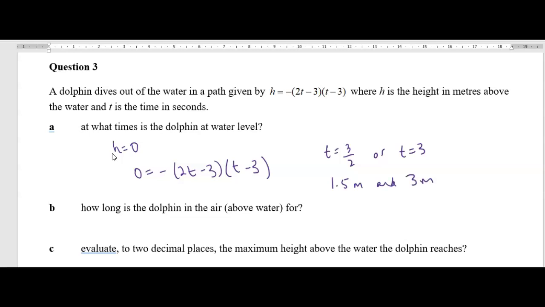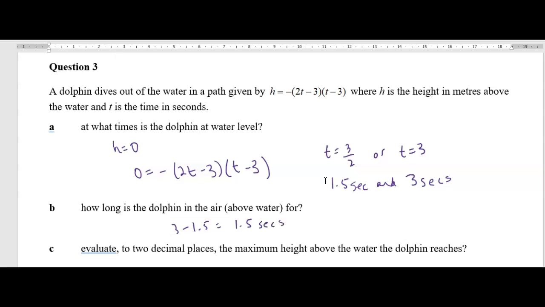How long is the dolphin in the air above water for? Okay, so how long is the dolphin in there? No, what am I doing? T is not the distance, it is the time. So 1.5 seconds and 3 seconds, sorry. So 1.5 seconds to 3 seconds, so it's in the air for 3 minus 1.5, which gives you 1.5 seconds.